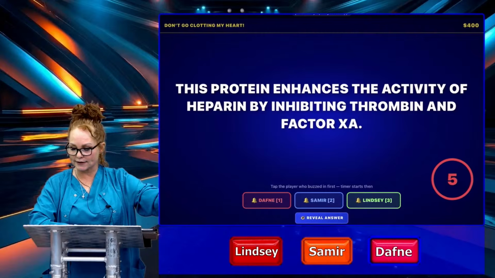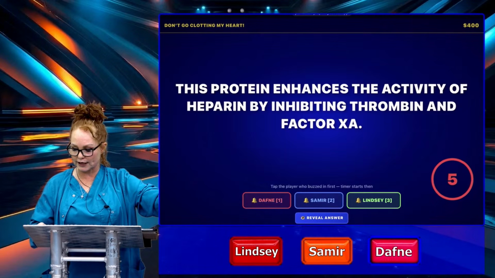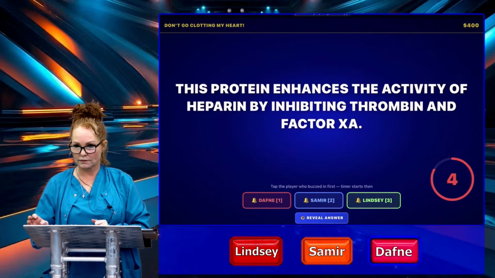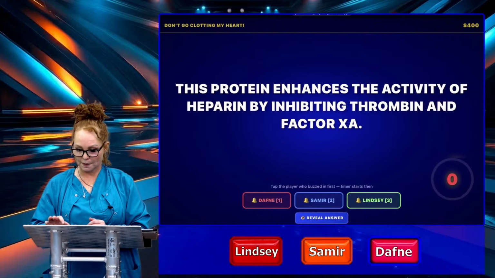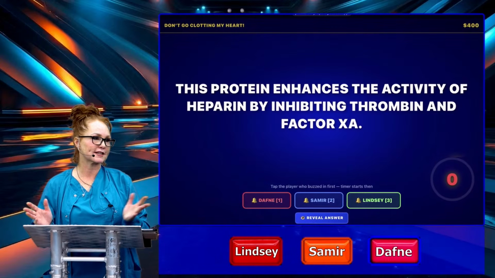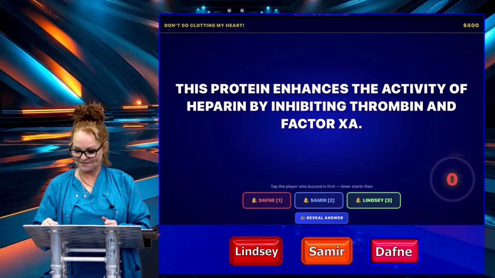Samir, Don't Go Clouding My Heart for 400. This protein enhances the activity of heparin by inhibiting thrombin and factor 10A. Oh, I don't know which one of the two it is. Okay, I'm gonna let it go. It's either C or S, but I'm just saying. Time is up. I'm sorry. I just don't know which one of the two.